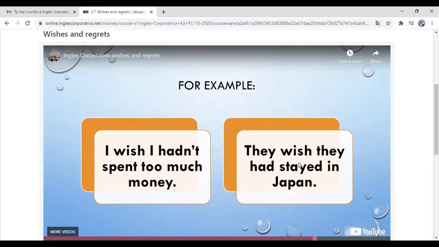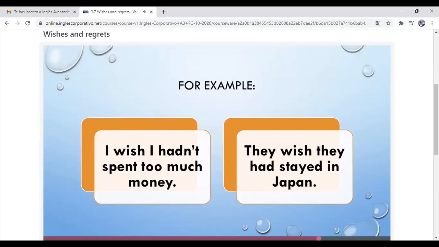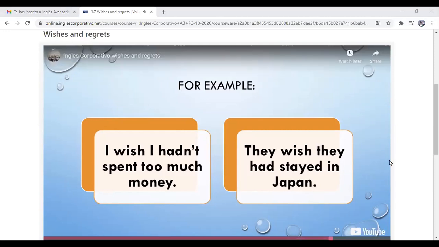And the other one says they wish they had stayed in Japan. Did they stay in Japan? No. Desearía haberse quedado en Japón. So that means that they didn't stay in Japan. They left. Exactly. They wish they had stayed in Japan. They didn't stay in Japan.